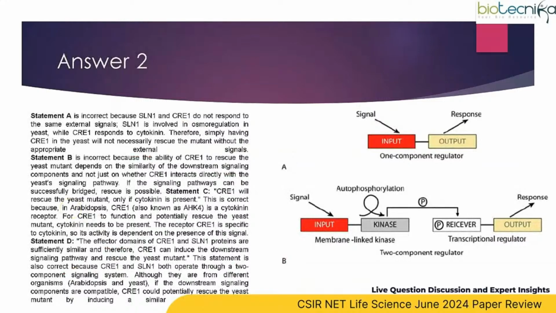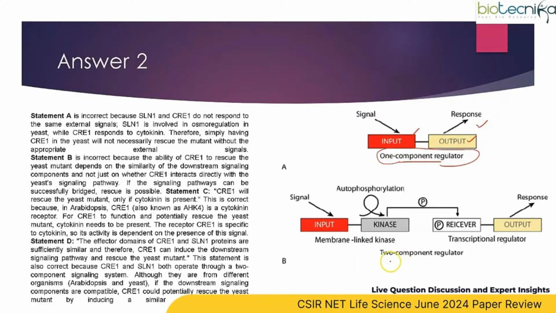So if you see how the two-component system works, in the two-component system, there is an input and there is an output. So signal will come. If it is a one-component regulator, the signal comes, that is the input, and then you get a response. So this is basically a one-component regulator.